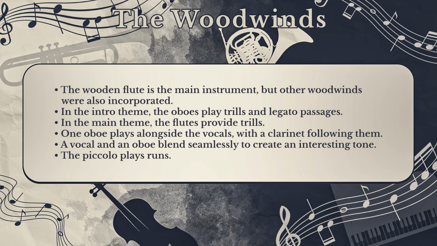As I mentioned earlier, I used the wooden flute as the main instrument, but I also incorporated other woodwinds. In the intro theme, the oboes play trills and legato passages. In the main theme, the flutes provide trills, one of the oboes plays together with the vocals, and the clarinet follows them. I think a vocal and an oboe can blend seamlessly to create an interesting tone. The piccolo plays runs.